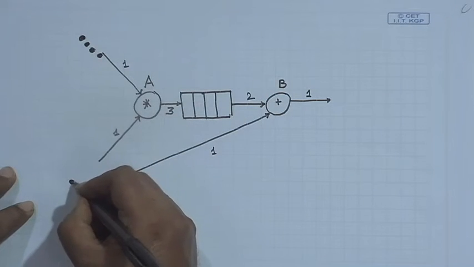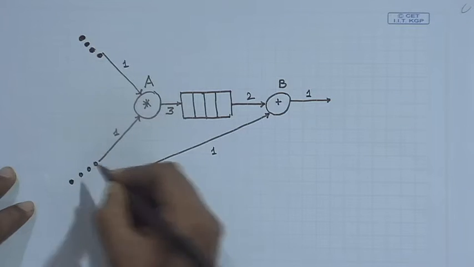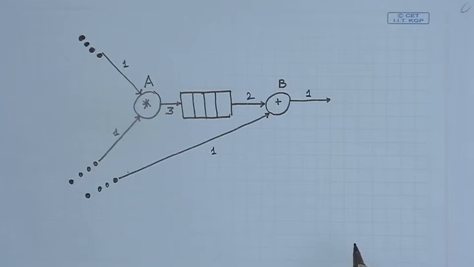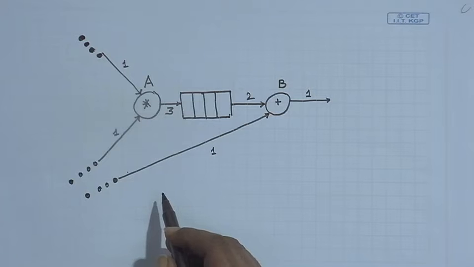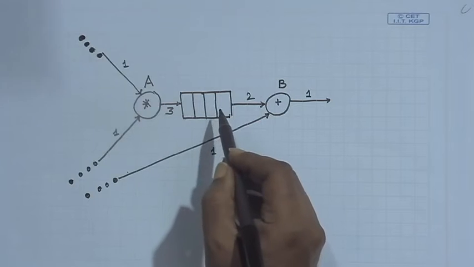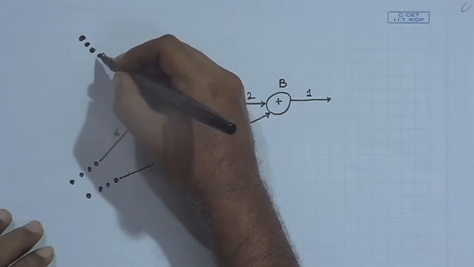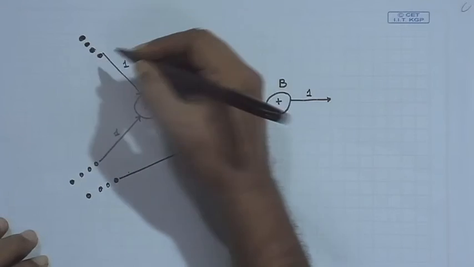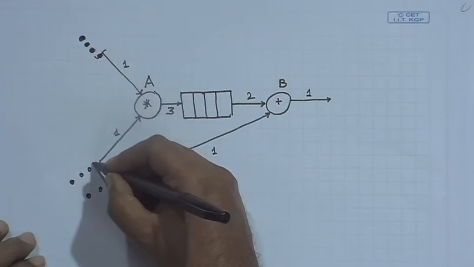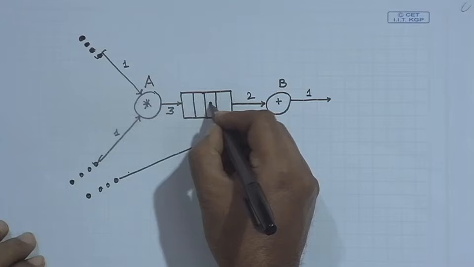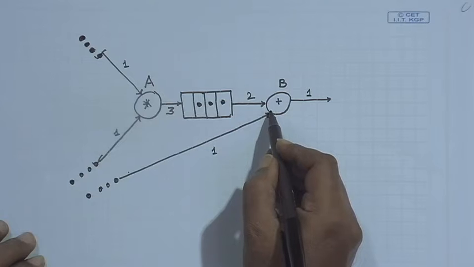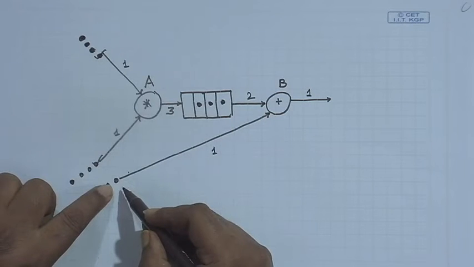4 here, 4 here, 4 here. Now, what will happen in the first shot? In the first shot, what will happen? This one is ready. So, here this buffer is completely empty. Therefore, this one will be consumed. Here I had 4. So, 1 will be consumed, this one will be consumed, and I will have 3 tokens coming here. And since I have 3 tokens coming here, this one will fire, okay.